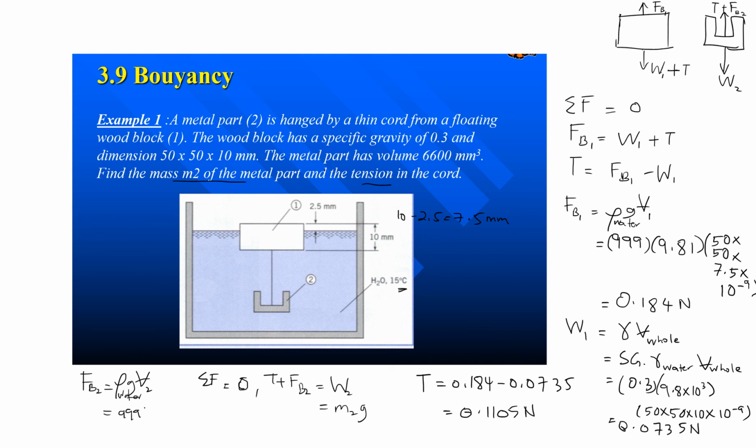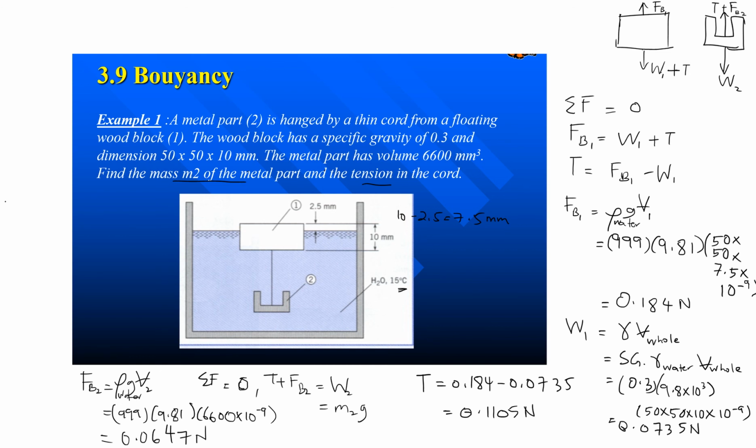So 999 times 9.81 times 6600 times 10 to the power of negative 9. You calculate, and you should get 0.0647 Newton.